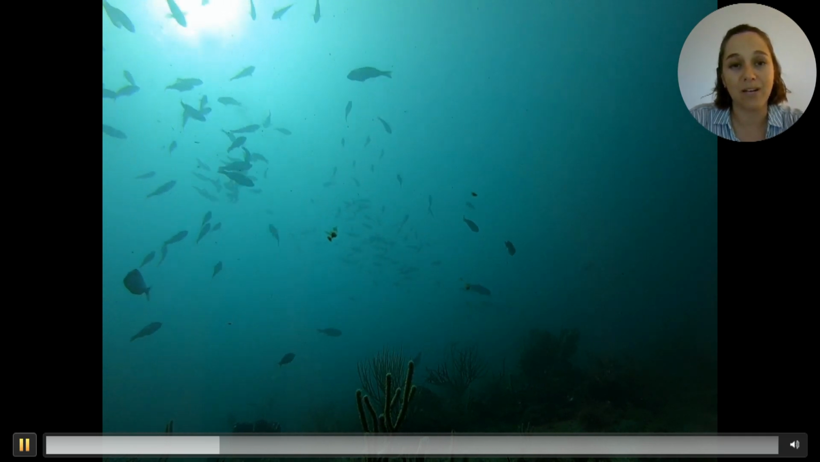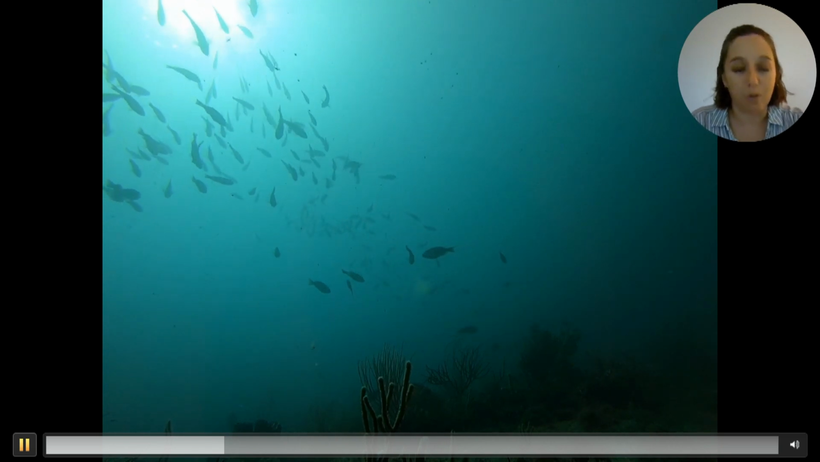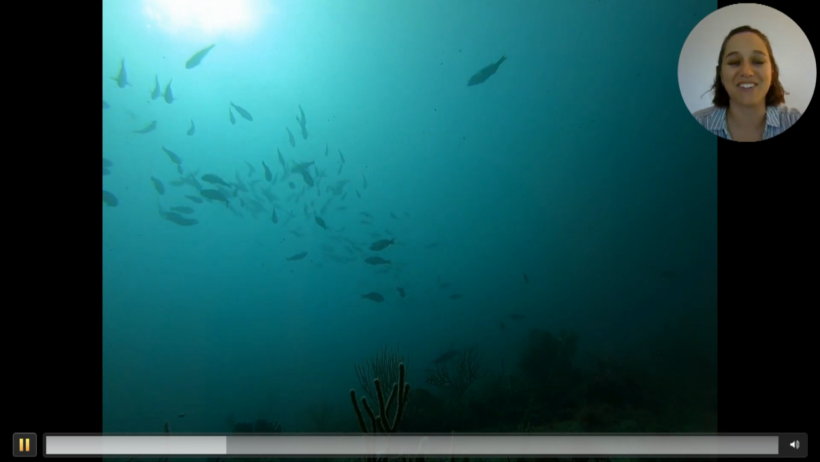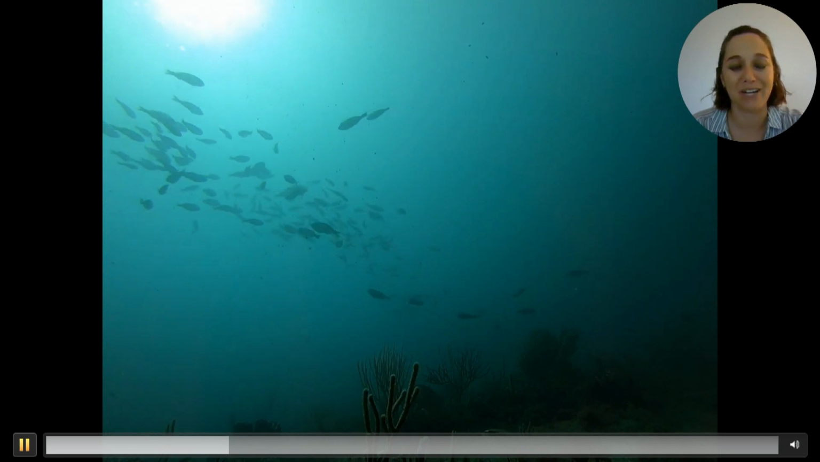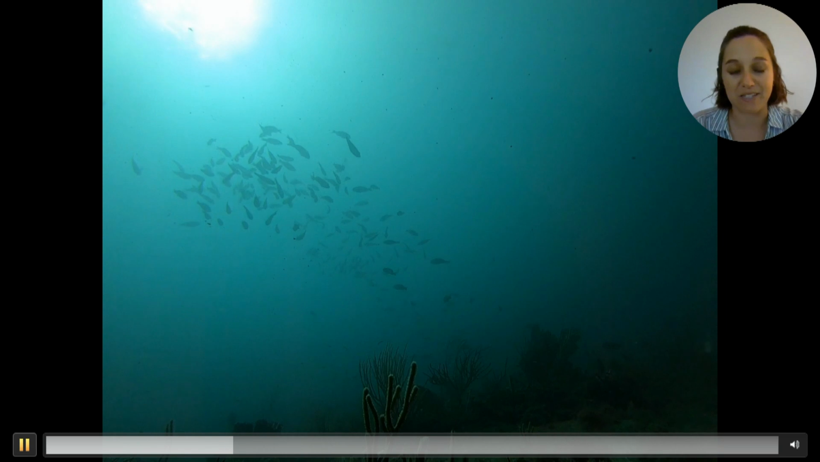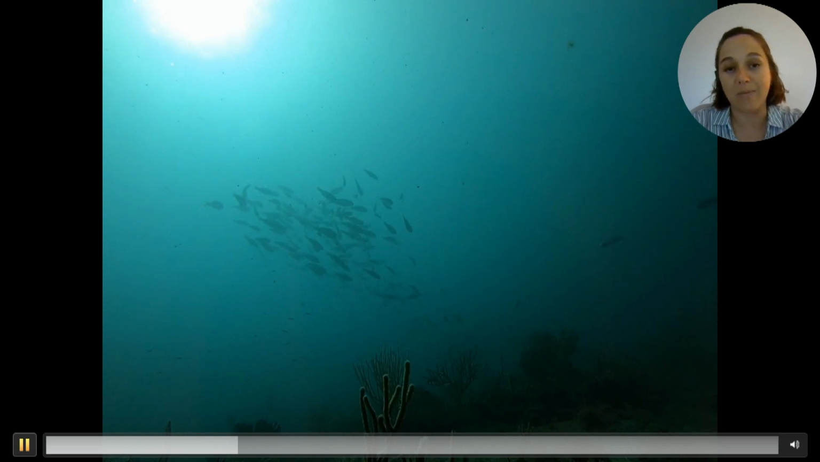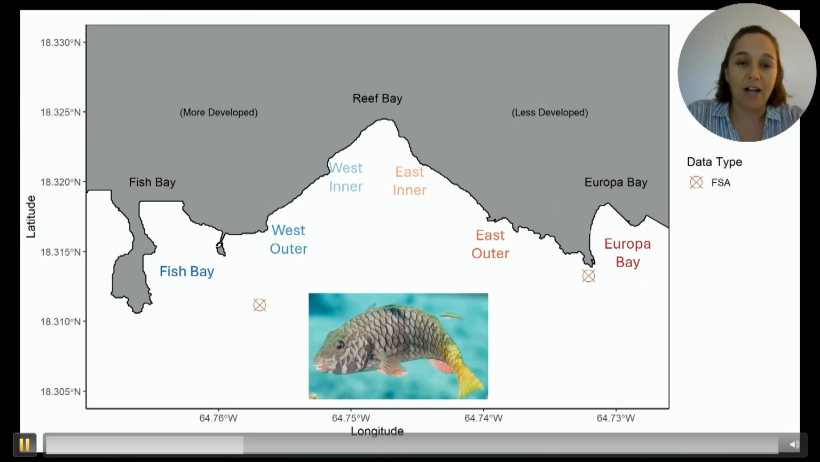Incredibly, these aggregations form almost daily. Every single day, these fish are undergoing a migration to the aggregation sites, and they are spawning and performing these spawning rushes. So this is allowing us to gather a lot of data about their spawning behavior.